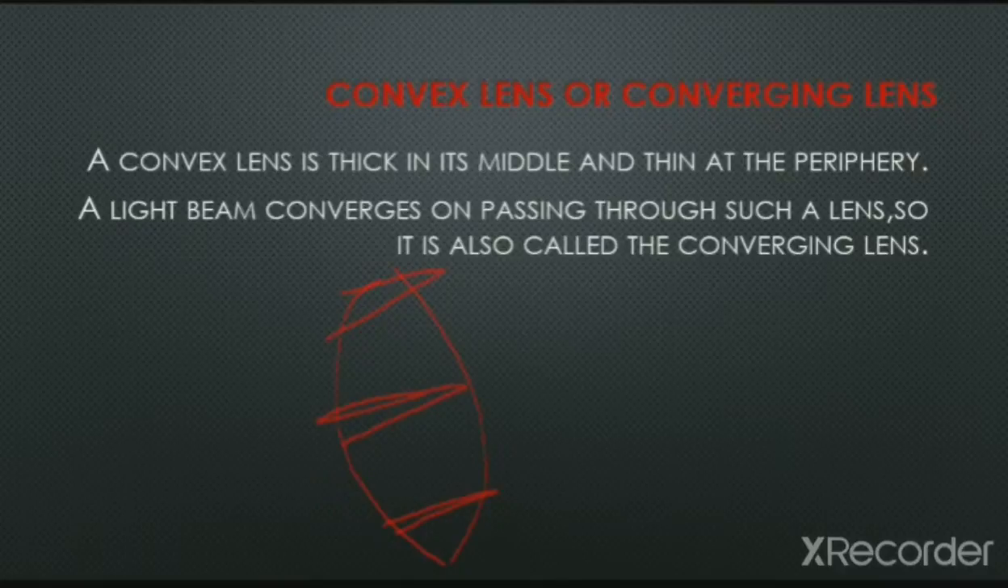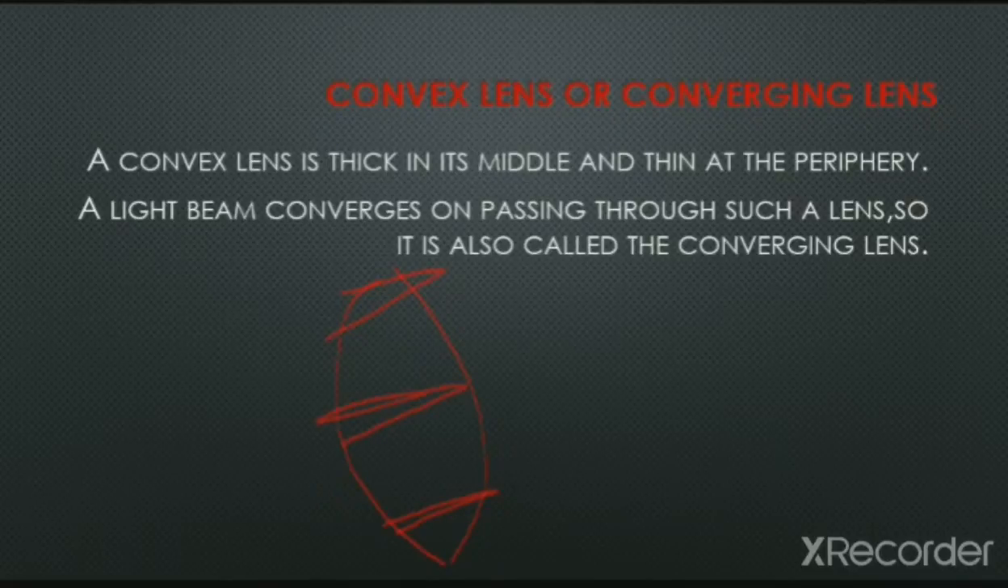Also about the action it produces: if you pass a light beam through a convex lens, the light beam converges. If you see the light beam converging, that means it is a convex lens, and if it is diverging, then it will be a concave lens. So this is how, by touching it, we can identify a convex or concave lens, and by its action also we can find out whether a lens is a converging lens or a diverging lens.